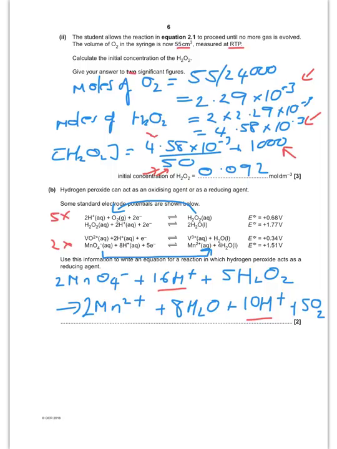Then for part B, we are going to combine these two equations. You need to work out which equations you're going to use. It wants you to write an equation where hydrogen peroxide acts as a reducing agent, which means that the hydrogen peroxide must be oxidized. So we are looking at this equation here for that, because if it needs to act as a reducing agent, it needs to release electrons like so.